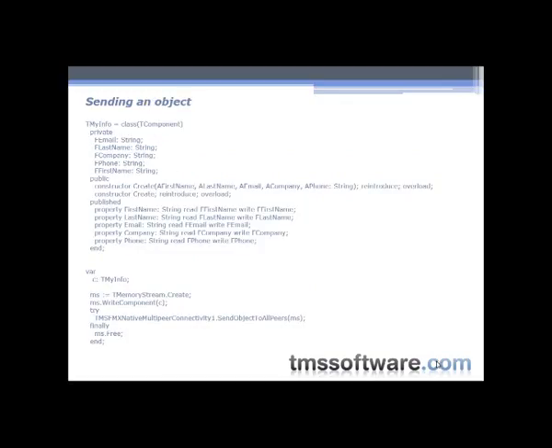Sending an object in this example, which is also included in TMS iCL as a full demo application that you can build and run. In this demo, we have created a little object that encapsulates some information about a person, the name, email, company, and phone. And so we demonstrate with this how we can send this object to a peer. So we create a memory stream, we stream this object on the memory stream, and then with the send object to all peers, we send this object via the memory stream to all connected peers.